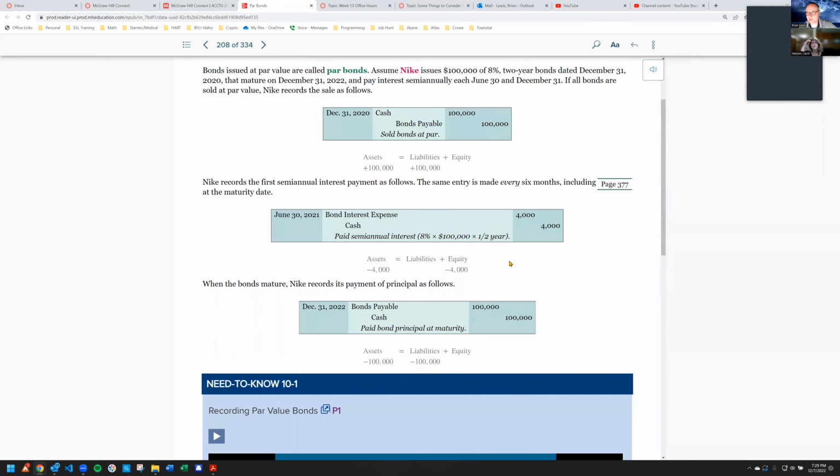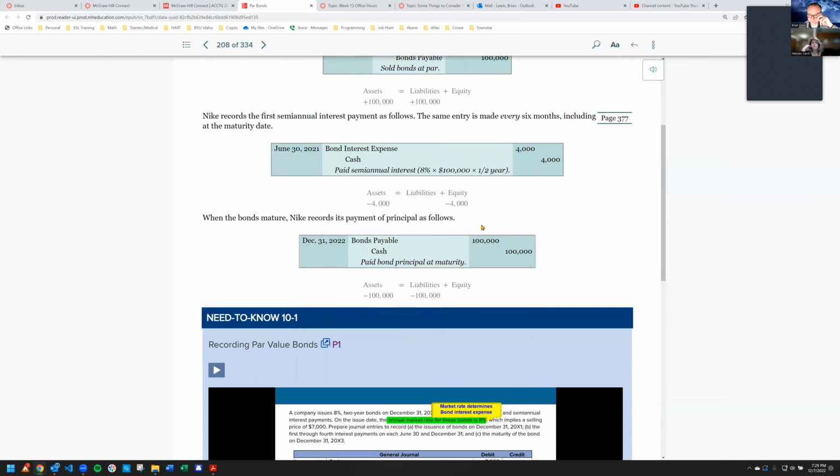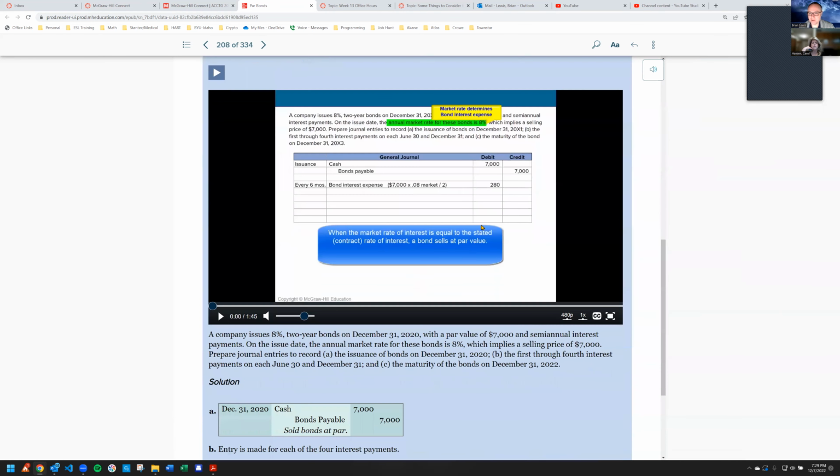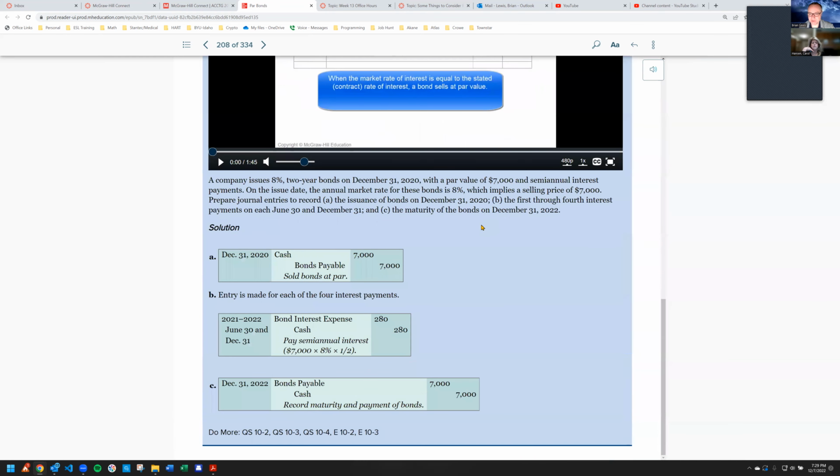Now this entry happens 4 times, right? Because it's a 2-year bond. So June 30th, you're going to make this entry. December 31st, you'll make that entry of 2021. And in 2022, you'll make the same 2 entries because you're paying out effectively $16,000 over that 2-year period of time. Now that's at par. So that's the simplest version of the bonds.